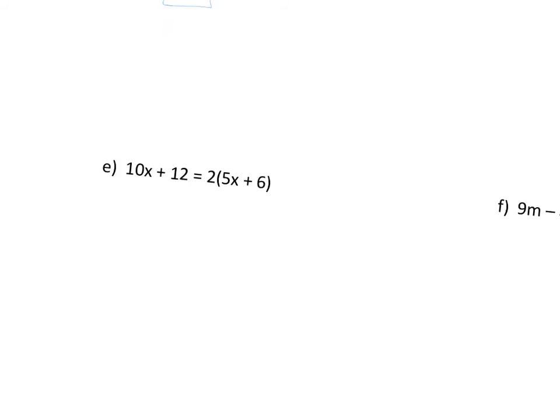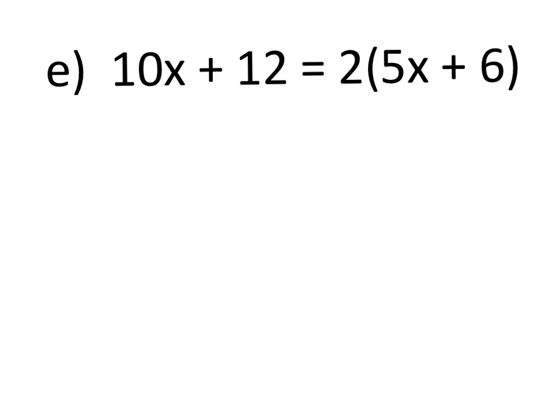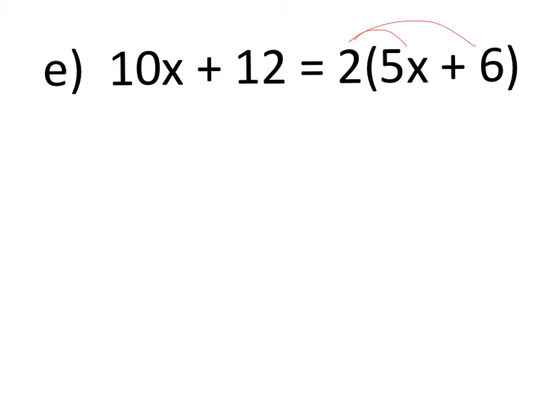All right, let's go down here and let's look at E. Okay, so again, we're going to go ahead and just distribute. So I'm going to take my 2 through and get 10x plus 12 equals 10x plus 12. Okay? Now, whenever you notice they're exactly the same on both sides, you're done. You don't have to solve it.